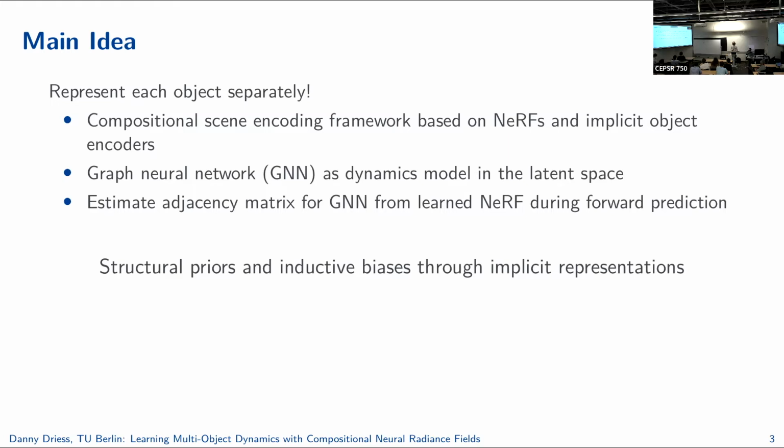So as I said, we make this framework compositional, and so the autoencoder framework becomes compositional, but then also the dynamics model becomes compositional, as the dynamics in the latent space is represented with a graph neural network. Very importantly here, the graph neural network has an adjacency matrix, and this adjacency matrix will be predicted from the neural radiance field itself.